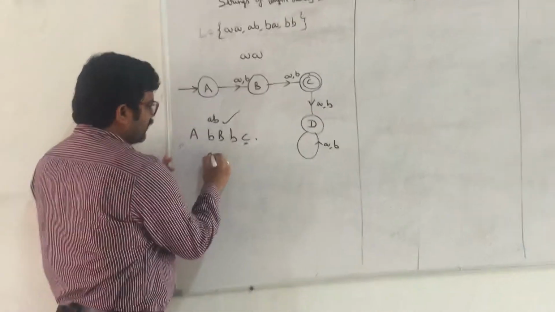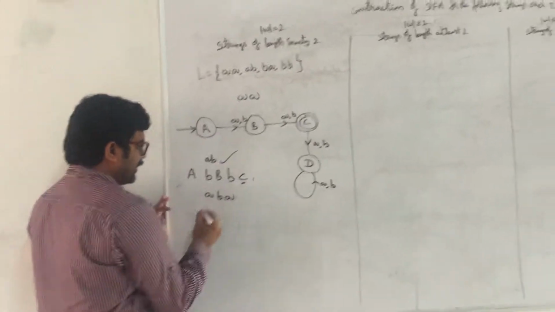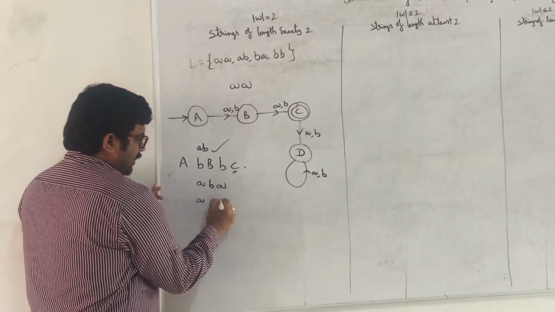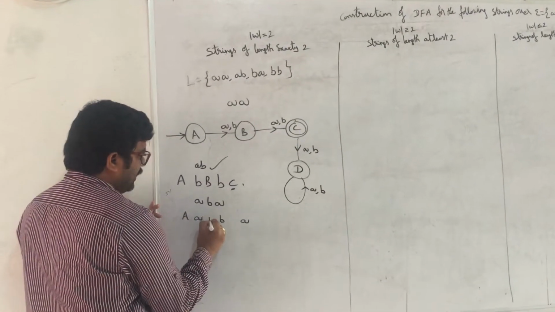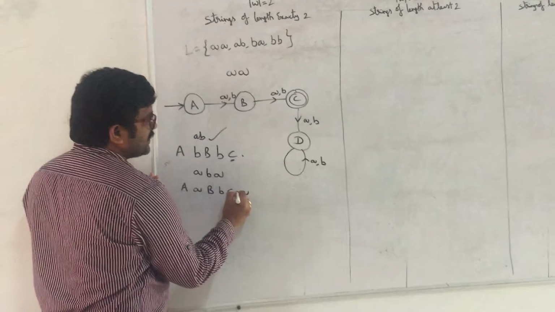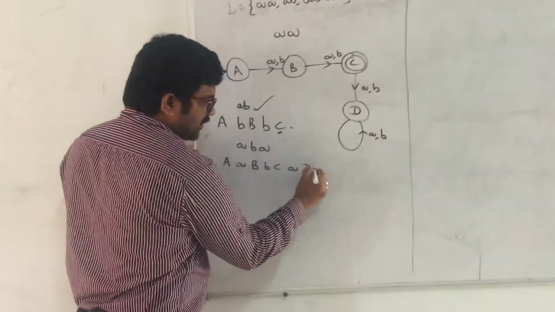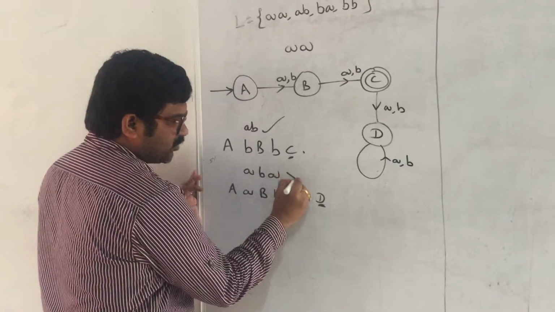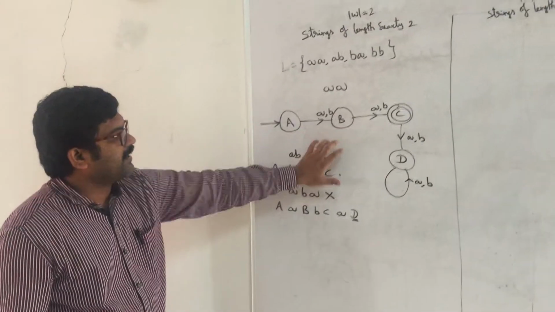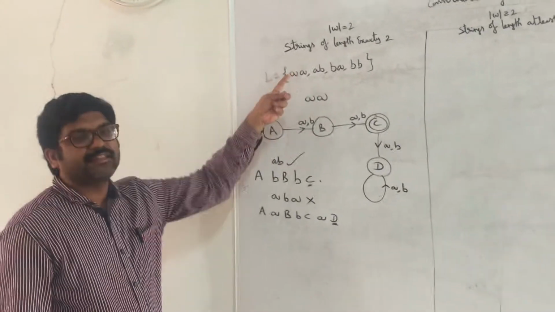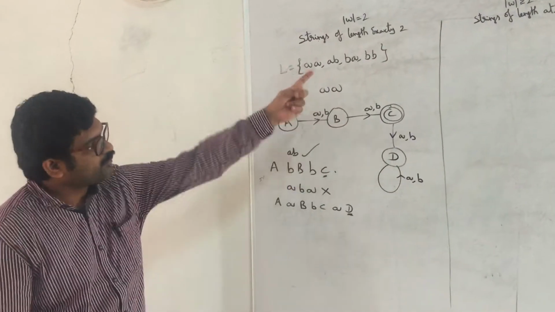Let us take a string which is not available in the language. Here I started with A, I get B, I get C, then on A I get D, which is not a final state. That means the DFA should reject that. So that is the final DFA for strings of length exactly 2. Let us move on.